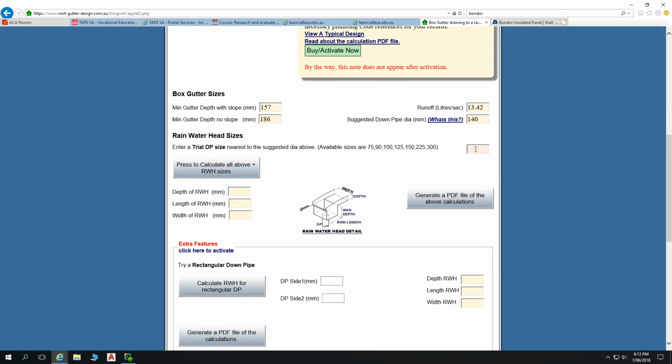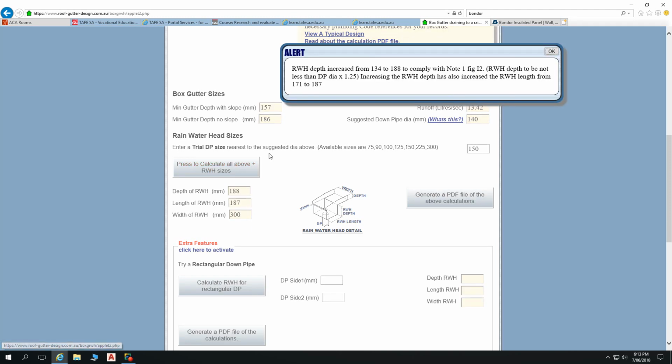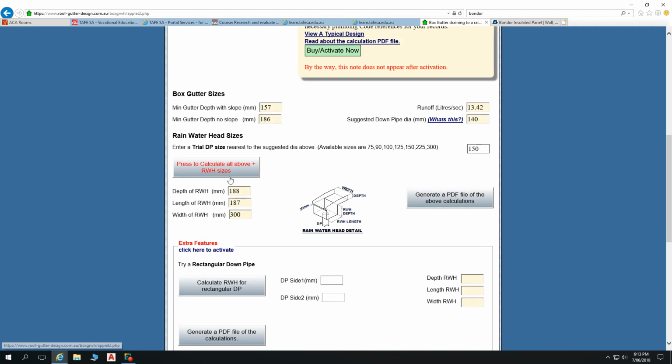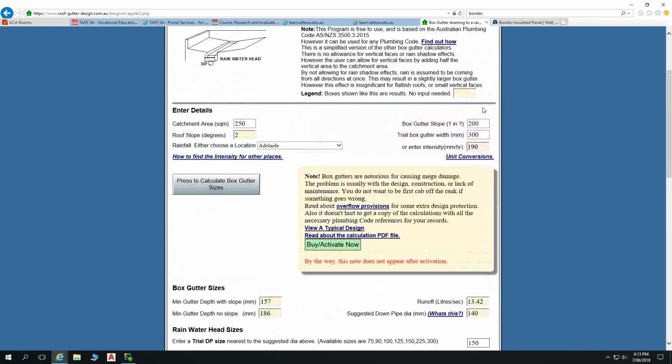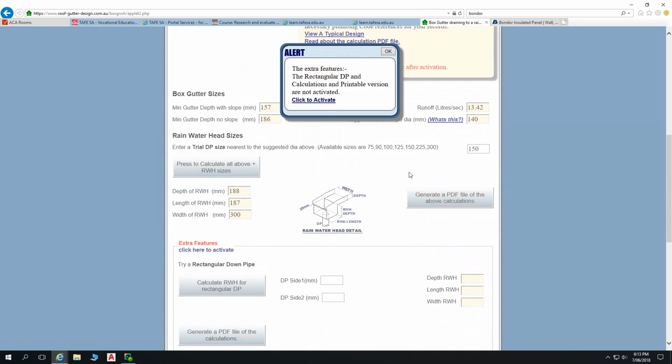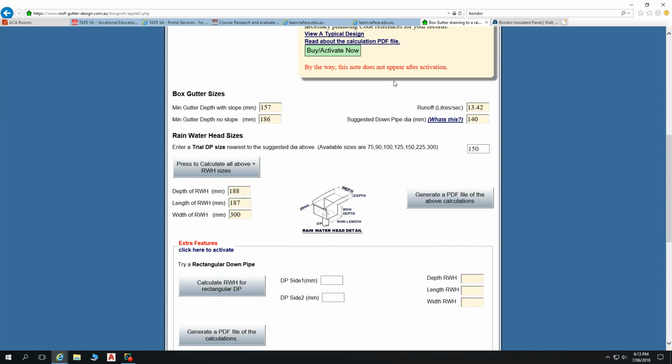Okay, I've got to put in a downpipe still, 140, so we'll go 150 downpipe. And we've got our box gutter and rainwater head, and then generate PDF the above calculations, and then stick that in the file. So incredibly simple process as opposed to going through the table forms.